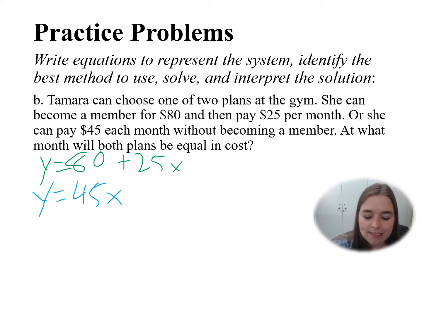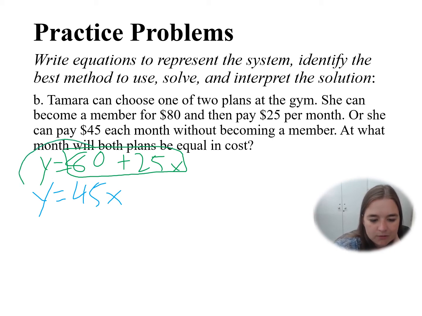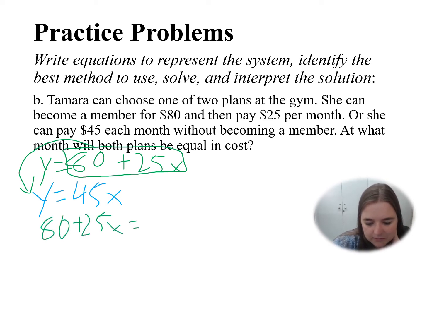So this is where that idea of special substitution comes to play. I see that I have y equals something and y equals something. I could graph it, but a slope of 25 makes really big slope triangles here. So I want to use this special substitution. I see that y equals this, so I'm going to plug it in where I see y in the other equation. And that turns into 80 plus 25x equals 45x.